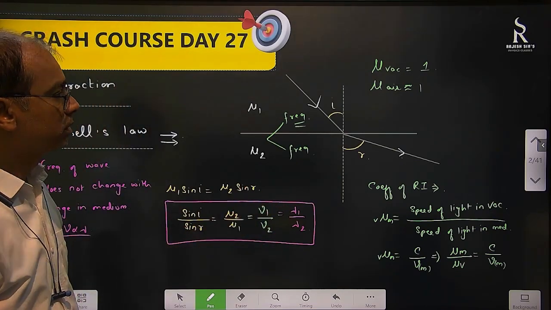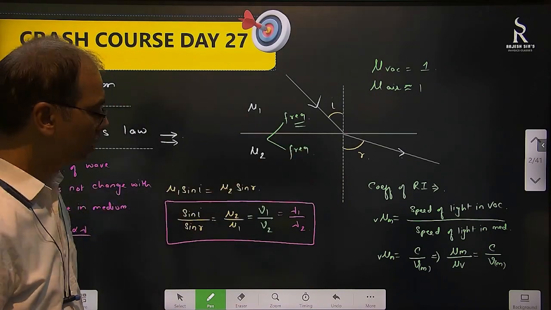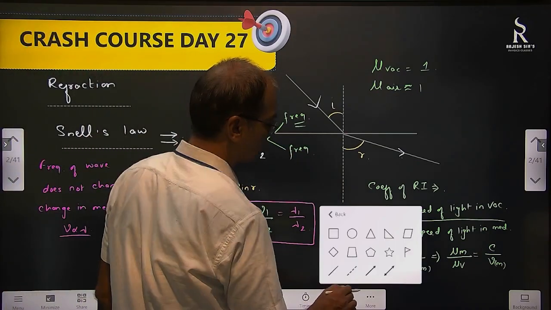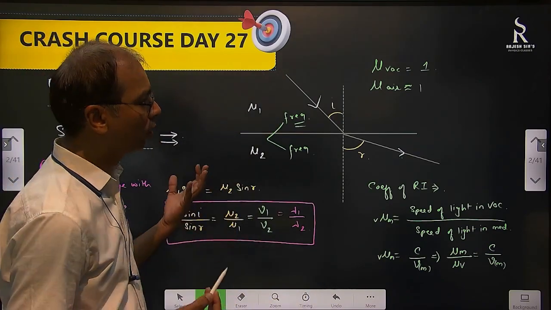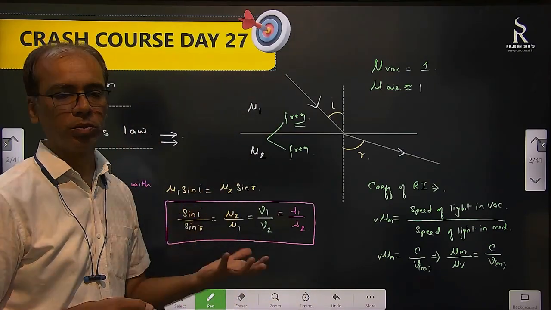Now what about the deviation? We are saying that deviation has happened. Deviation is how much now? And how does it depend, like whether it is going to go away from the normal or move towards the normal?